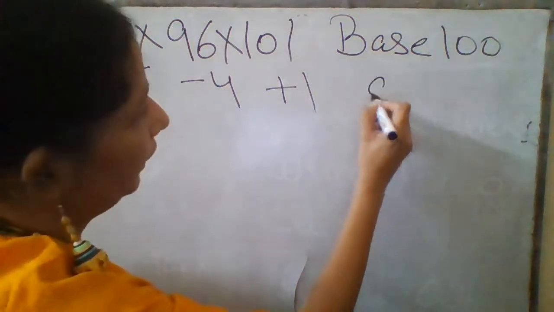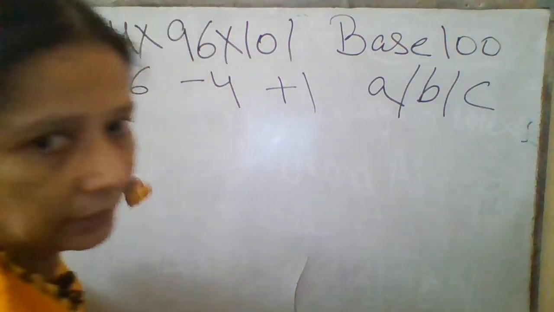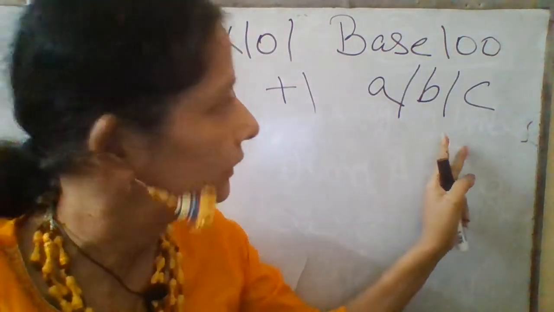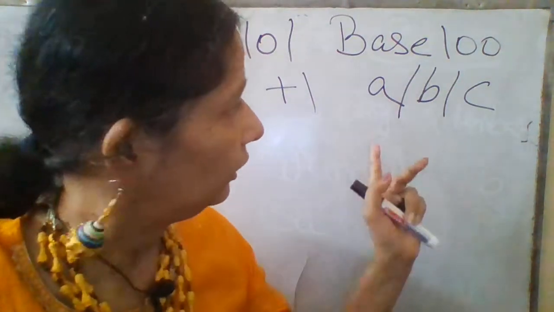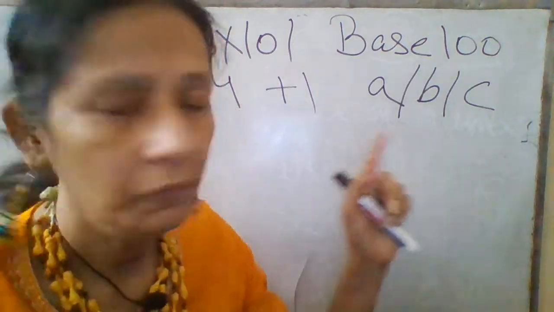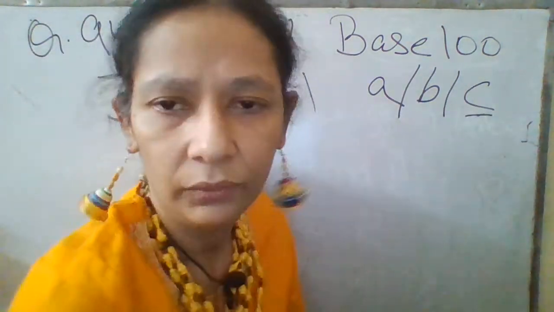So you have to definitely write down these marks. And how will you find out these answers? A oblique B oblique C. See, I have written this A oblique B oblique C. Now we have to find out the value of this A, B and C. One by one we will find out the values. Now first I am going to find out the value of C.